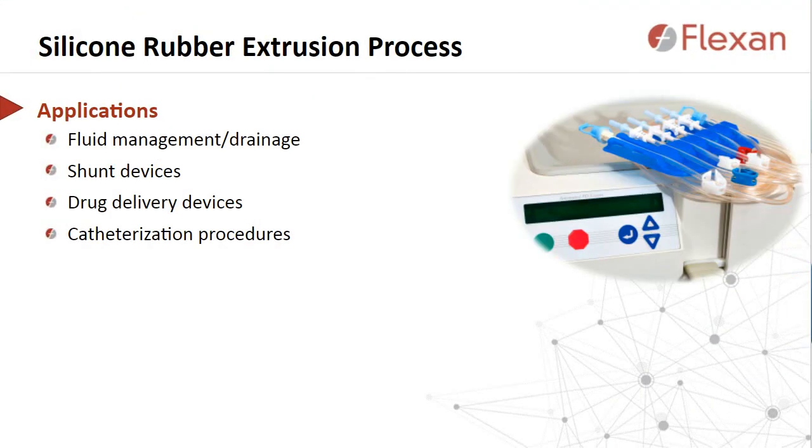Silicone rubber extrusions and secondary processes can be combined into more and more medical and pharmaceutical applications. Typical medical applications include wound drains, shunt devices, drug delivery devices, and catheters. With the background design and manufacturing provided, we will move to some case studies that incorporate extrusions and secondary processes.